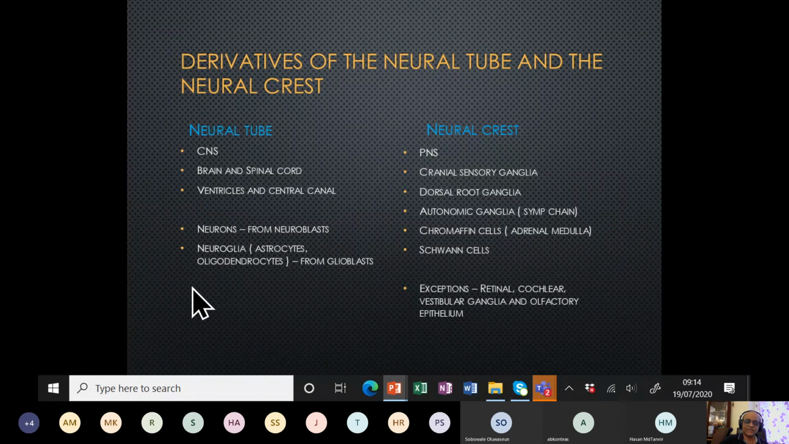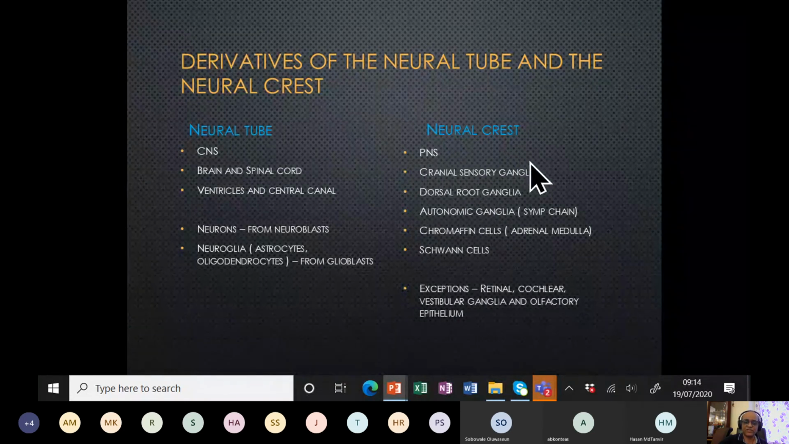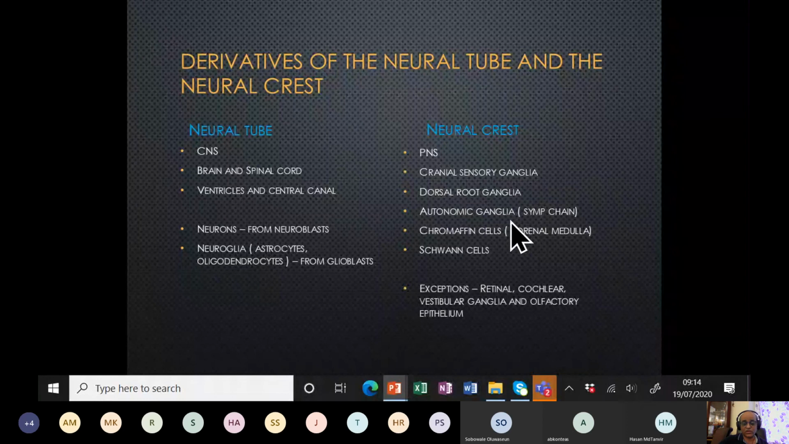The neural crest cells are responsible for the development of the entire peripheral nervous system, including the cranial nerves and their root ganglia, as well as the autonomic nervous system, the sympathetic and the parasympathetic chains. Also, it's important to mention that the chromaffin tissue within the adrenal medulla and the glomus cells within the carotid bodies are also formed from the neural crest cells.